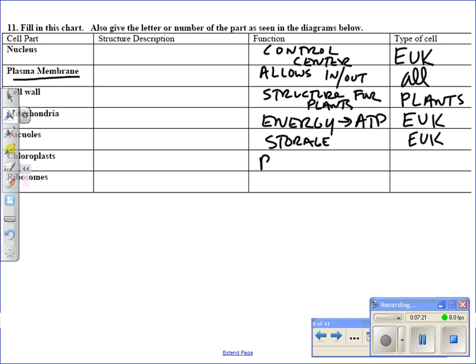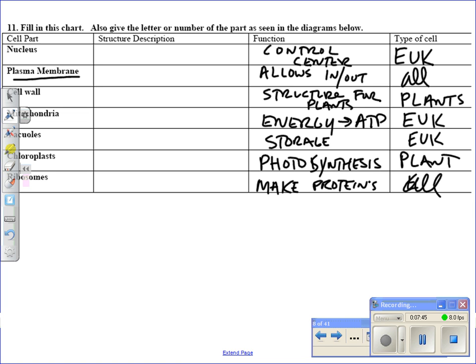Chloroplasts are where photosynthesis occurs. So photosynthesis occurs in chloroplasts. Those are only going to be in plant cells. Last but not least, ribosomes: the whole point is to make proteins. Proteins are assembled there, and basically it happens in all cells. So ribosomes occur in all cells.